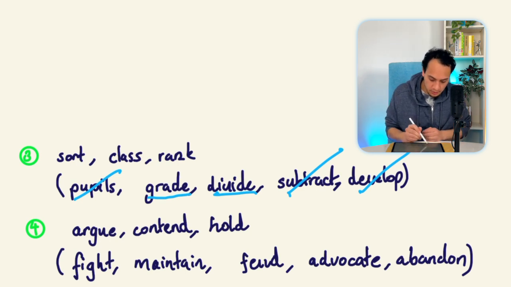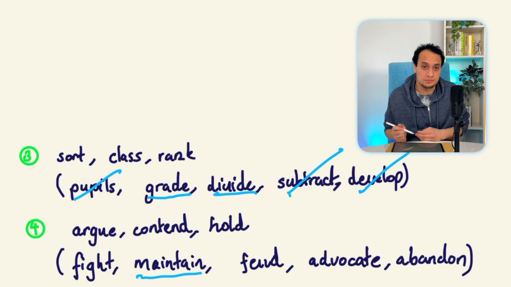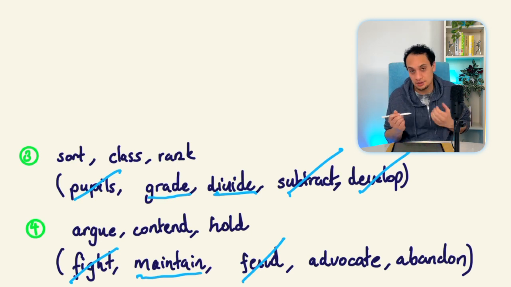So argue and fight, they do go together. But let's look through more of our examples. We've got maintain. Now, maintain is the one that's most similar to those three examples altogether. We've got feud, which again is similar to argue, but it's not the same as contend or hold. So we can cross that out. And we can cross out fight too. Fight's not the same as to contend or hold.